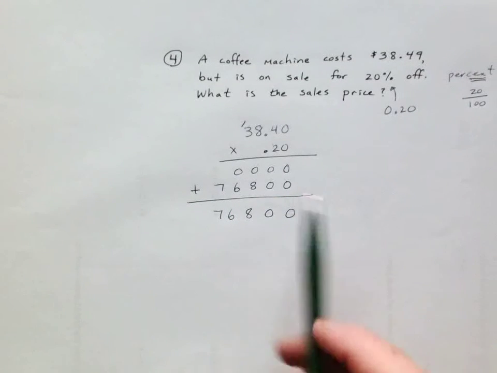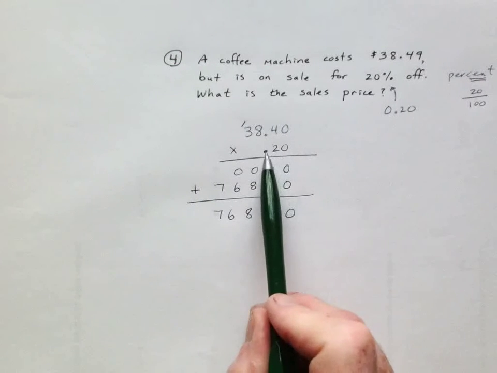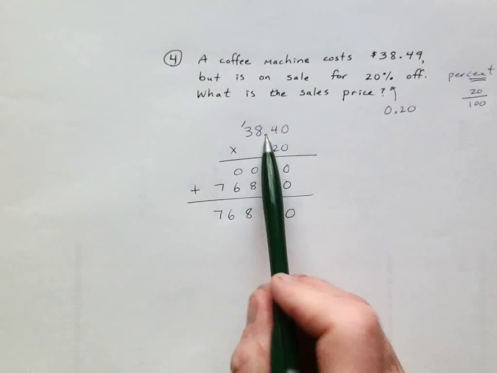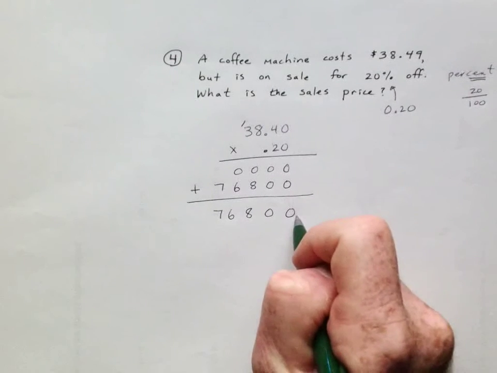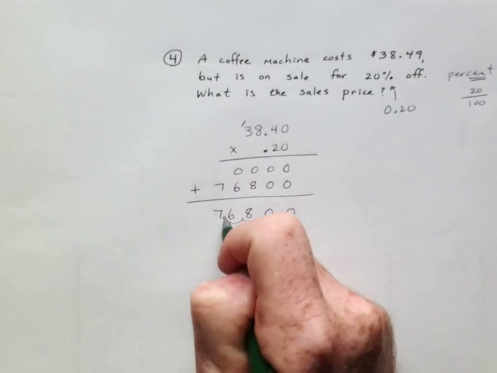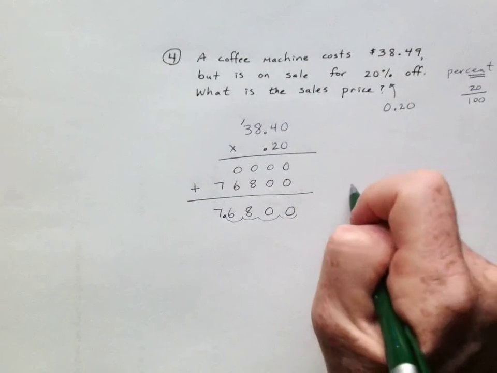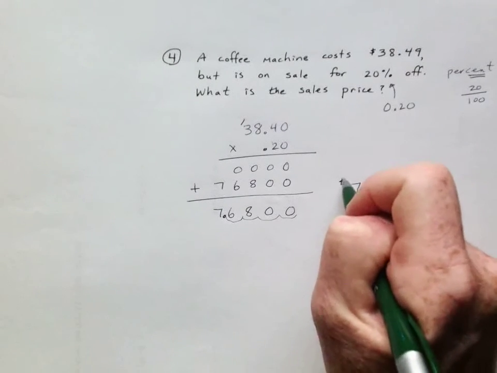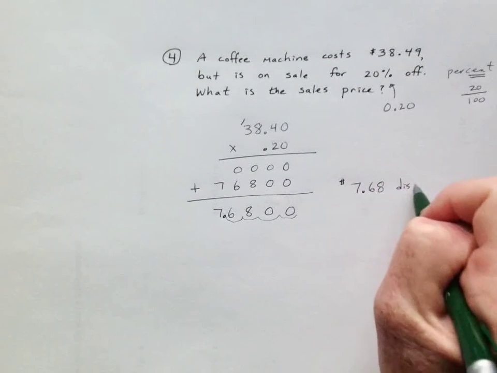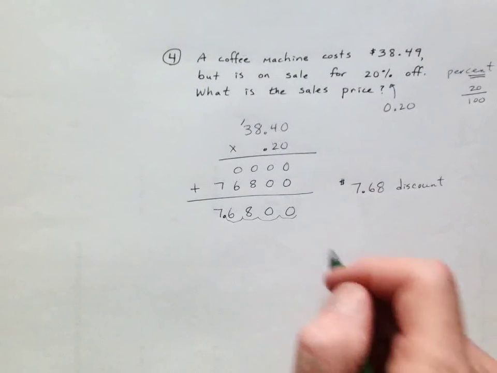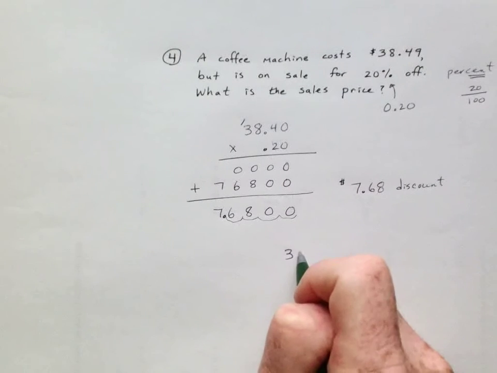Now for the decimal place. So this has 1, 2 decimal places, and this has 1, 2 decimal places. So in total, that's 4 decimal places. So move this over by 1, 2, 3, 4 decimal places. And that means that this is the decimal answer, or in other words, this is the discount. $7.68 discount.